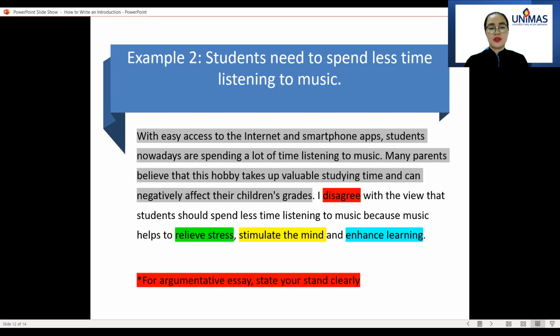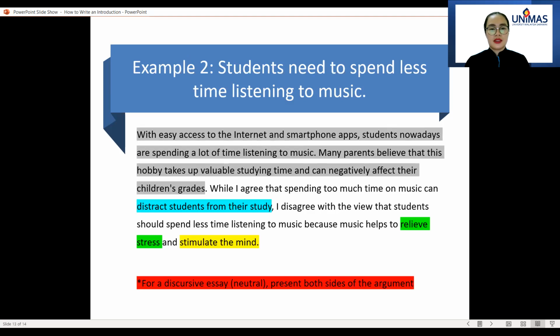You can mention if you want to support the statement or you want to totally disagree with the statement, you have to mention your stance clearly. Moving on to the next example. All right. Sorry, that's not example 2, that is example 3, supposedly. Okay. So here, if you want to be neutral, if you just want to write a discursive essay where you are neutral, again, you still have to mention your stance, but you have to mention it clearly.